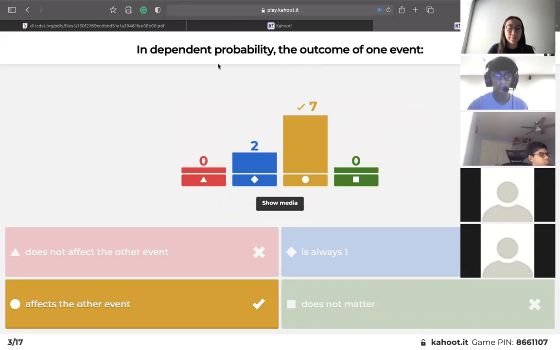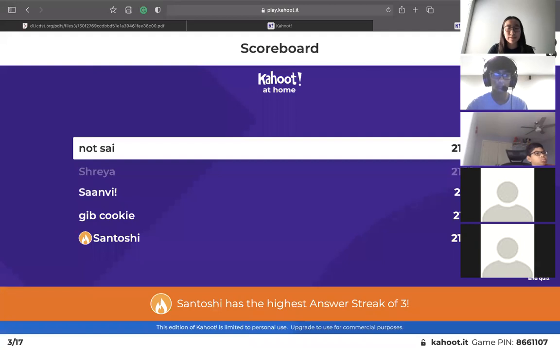Yeah, so this is dependent probability. So the outcome of one event will affect the other event. So say you're doing something without replacement, like the marbles in the jar.